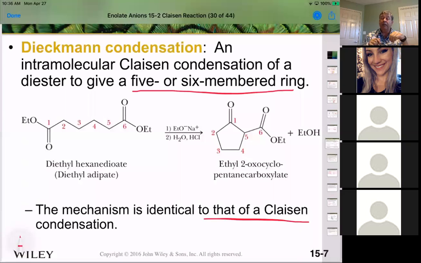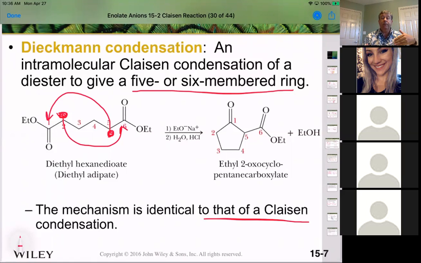And again, it must form a 5 or 6 membered ring. It cannot form 4, it cannot form 7, okay? So we have to figure out, if you have it like this, you'll know exactly how it's going to close, because it can only form its anion here or here. And so we know that it has to attack one into the other, or this one into that one. But it can only do one or the other, it can't do the same. Okay, but the mechanism is exactly the same, all 4 steps.